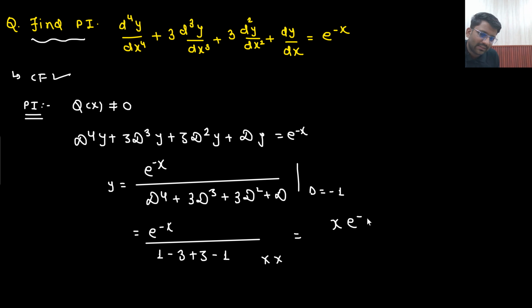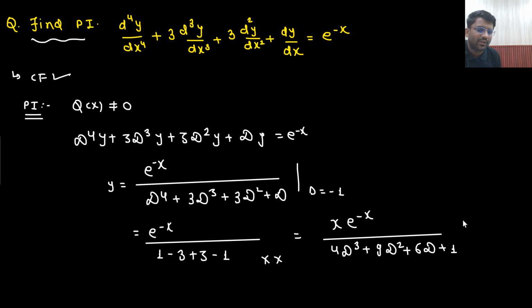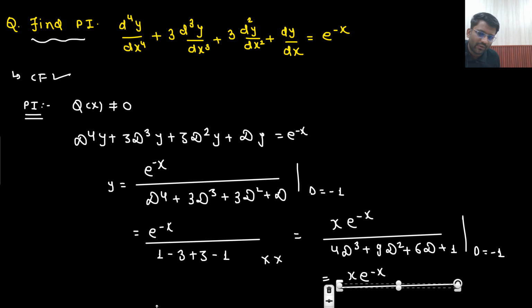If it is not acceptable, what will you do? In the upper side I multiply with x, and in the downward side I differentiate. So when I differentiate, what am I getting? 4D to the power 3 plus 9D square plus 6D plus 1. Again I need to put D equals to minus 1. So I get x e to the power minus x divided by minus 4, plus 9, minus 6, plus 1. Again it is coming out to be 0, not acceptable.